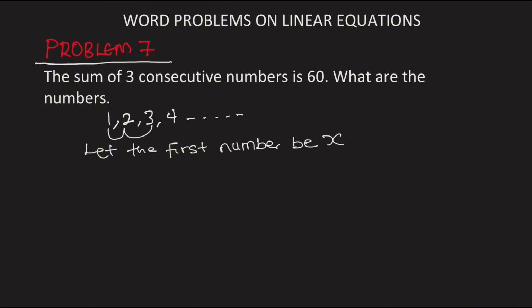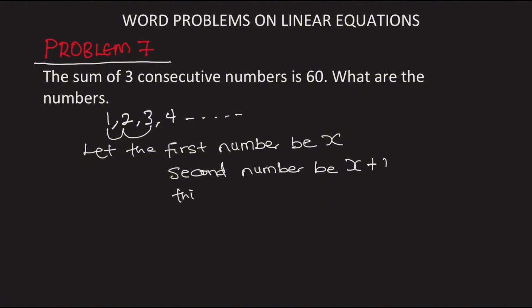Okay, so if the first number is x, so we could say that the second number, since it's consecutive, is going to be x plus 1. So if the second number is x plus 1, and we know that they are consecutive numbers, what will the third number be? The third number, if you guessed right, is going to be the second number plus 1. And we know that the second number is x plus 1, so we have to add 1 also. That's going to be x plus 2.